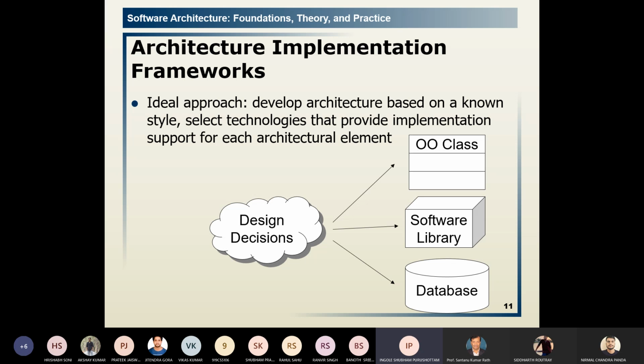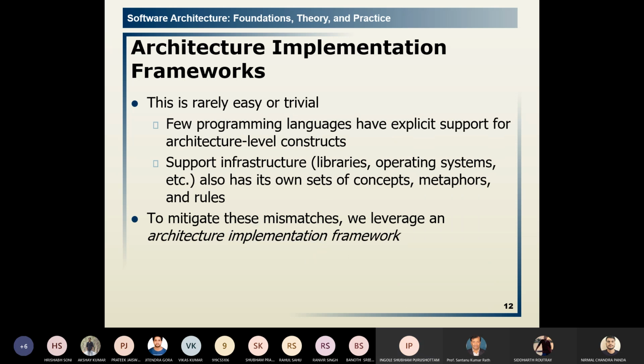But there are some drawbacks with this ideal approach. So this is rarely easy or trivial. Very few programming languages have explicit support for architecture level constructs. So whatever architecture we are developing, there are very few programming languages that have explicit support for this architecture level constructs. And support infrastructure like libraries, operating system, etc. also has its own sets of concepts, metaphors and rules. So these are some drawbacks.